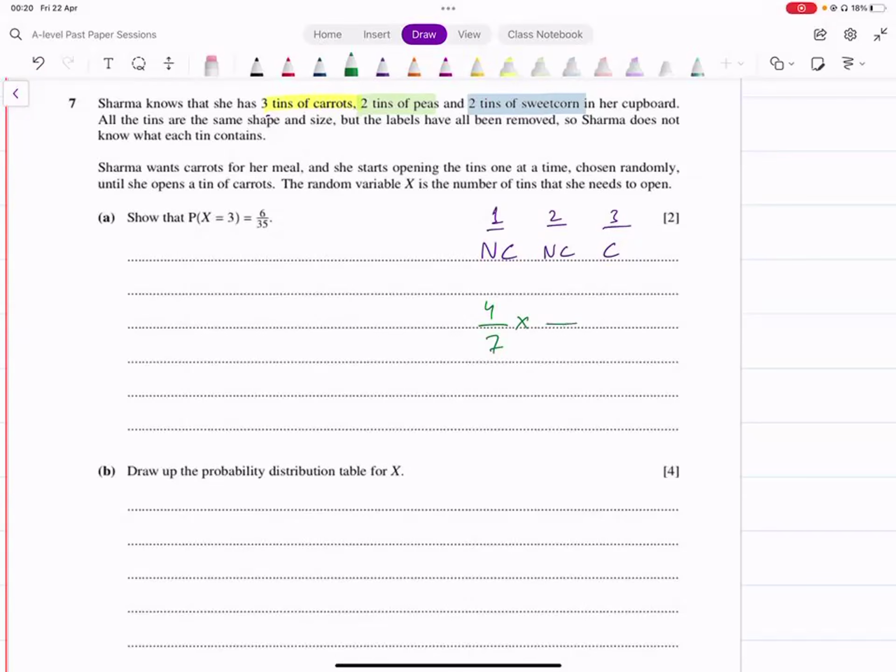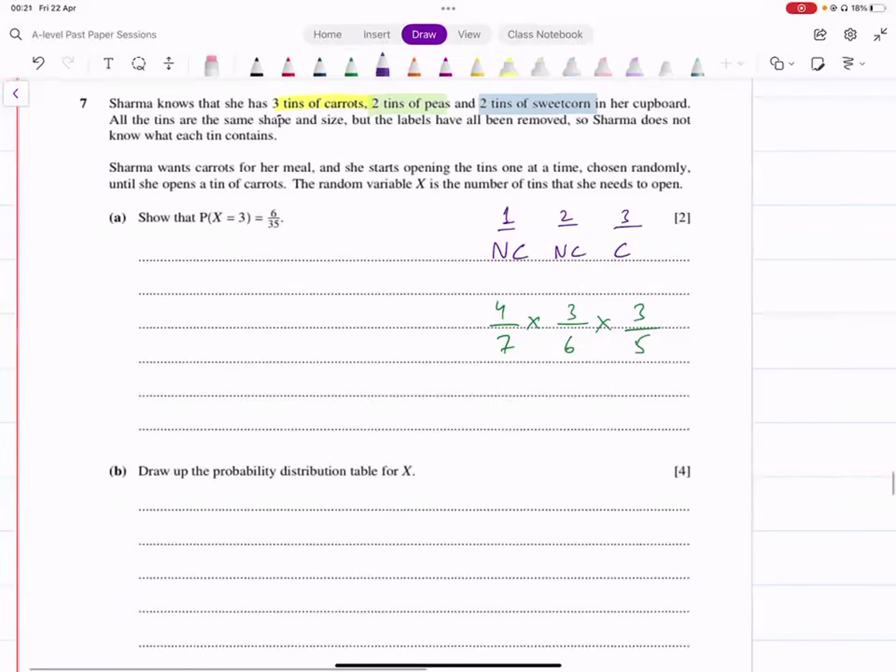What's the probability of not having a carrot in the second tin as well then? One tin has been taken out. How many are left? 3 carrot ones are left, 3 non-carrot ones are left. So what will the second probability be? 3/6. And then the probability that you get a carrot in the next attempt: how many tins of carrots do you have now? You still have 3. But how many total are left? 5 are left. We've got this. We just multiply these probabilities and we get the result from this, or see what you get.